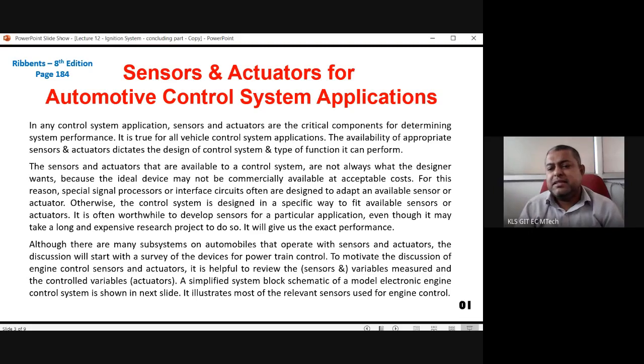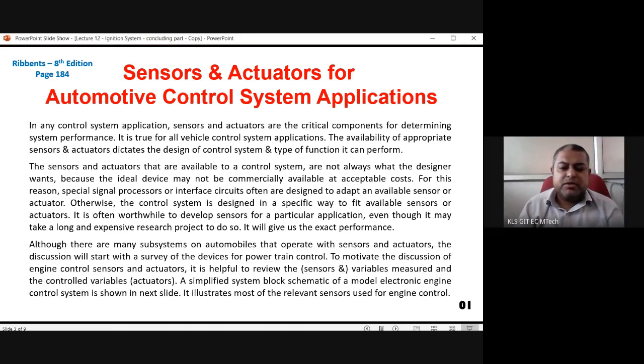The ECU understands the speed is less. Then the ECU takes the decision: yes, speed has to be increased. So then it will actuate the corresponding actuators, which will help to increase the speed of the vehicle. A simplified system block diagram schematic of a model electronic engine control system is shown in the next slide.